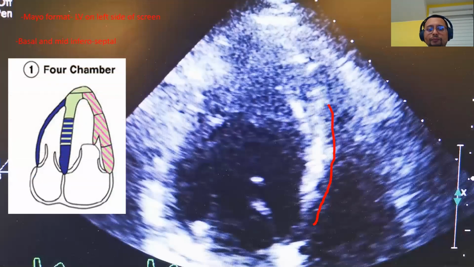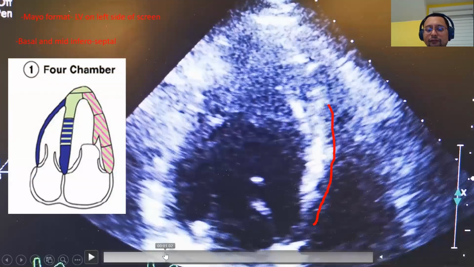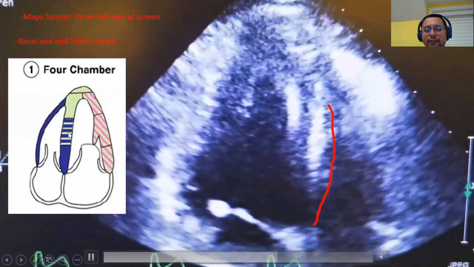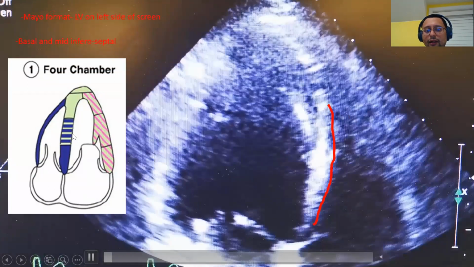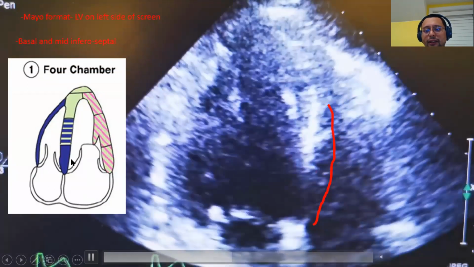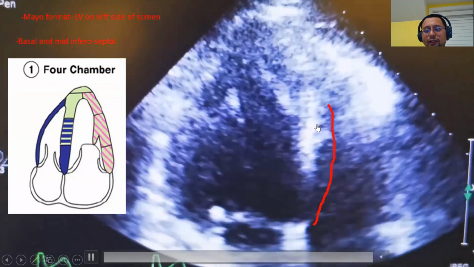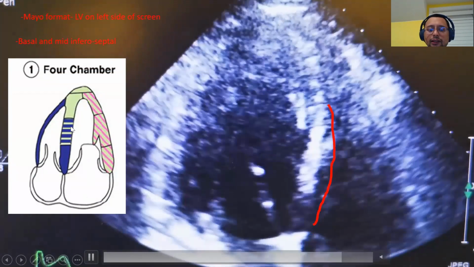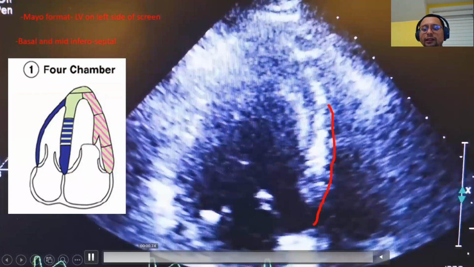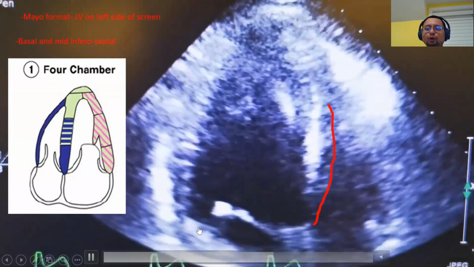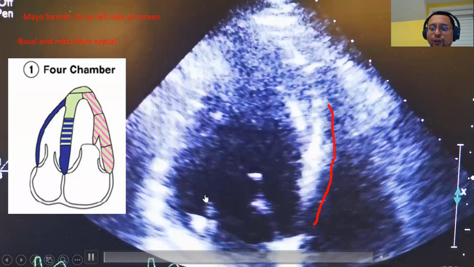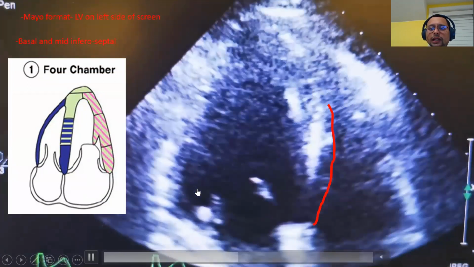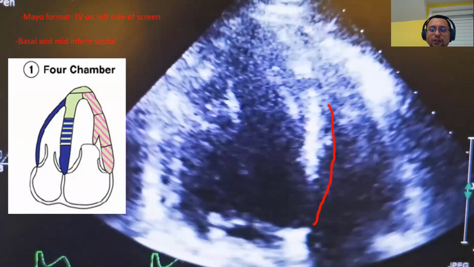And if you look at the picture here, it is just inverted from a normal one. This is the mid-inferoseptal, this is the basal inferoseptal. So this is this one, and this is that one, and you can see that it is hypokinetic. So this is the RCA territory of the coronary artery. So far, all the views that we have shown you are consistent with right coronary artery involvement. Okay, let's look at the other one.